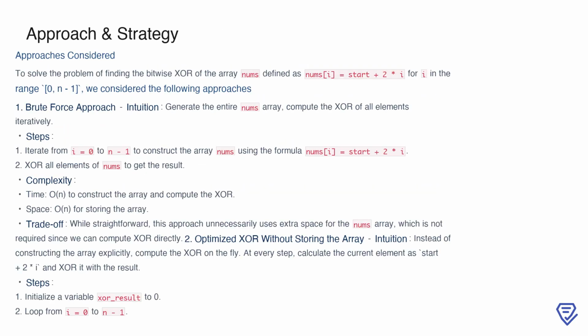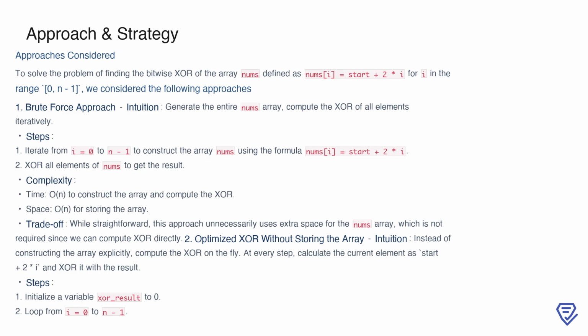To tackle the problem, we explored several approaches. First, the brute force method involves constructing the entire array nums by iterating from i equals 0 to n-1 and using the formula nums[i] equals start plus 2 * i. After creating the array, we compute the XOR of all its elements iteratively. While this approach is straightforward, it has a significant drawback.